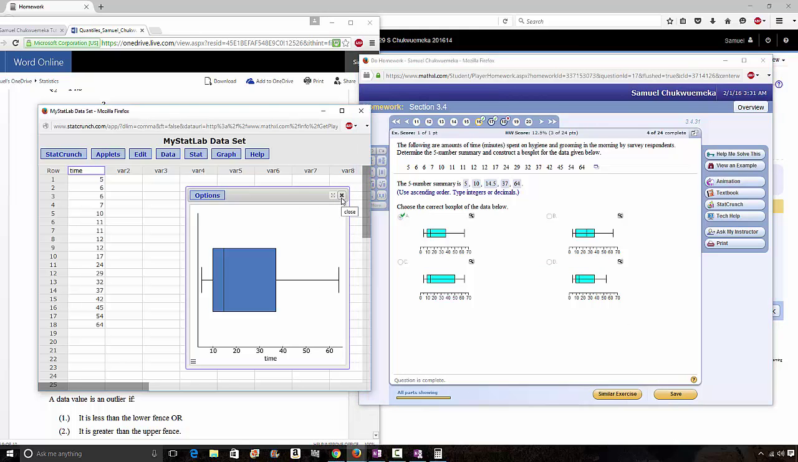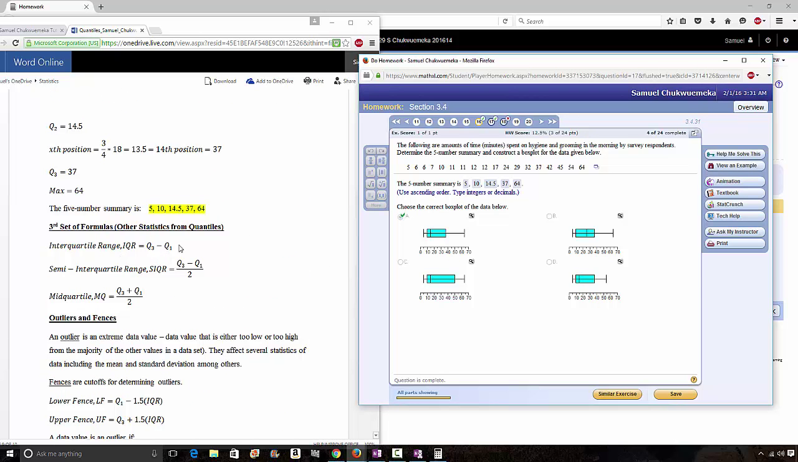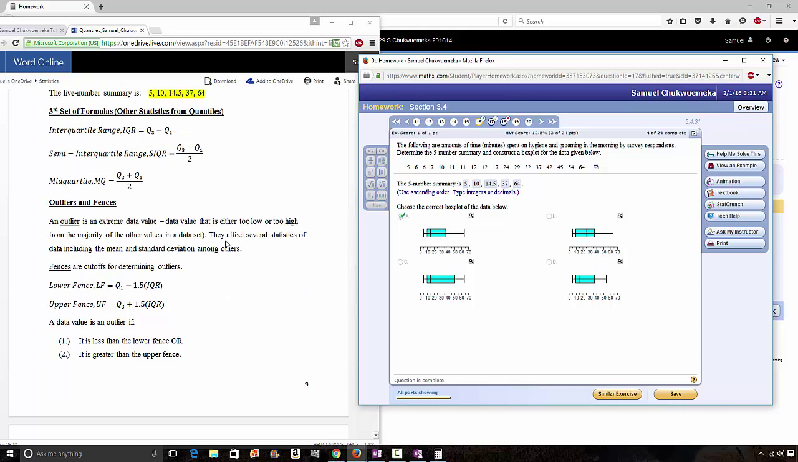All right. Now the next thing we will talk about is other formulas: interquartile range, semi-interquartile range, and then middle quartile. Especially interquartile range. Why are we talking about interquartile range? Outliers. An outlier is an extreme data value, a data value that is either too high or too low compared to the majority of the other values in the data set. So they affect several statistics of data, including the mean and standard deviation, among others.